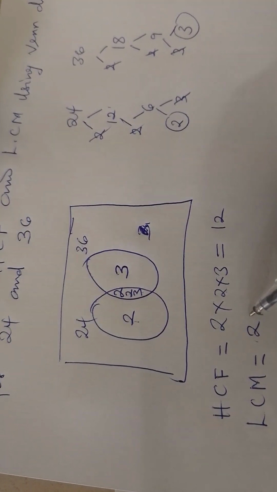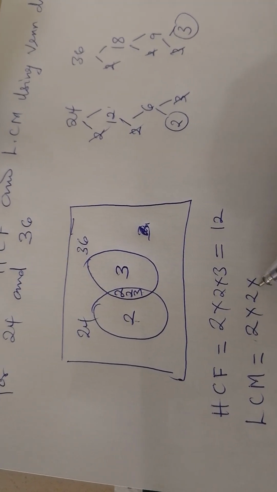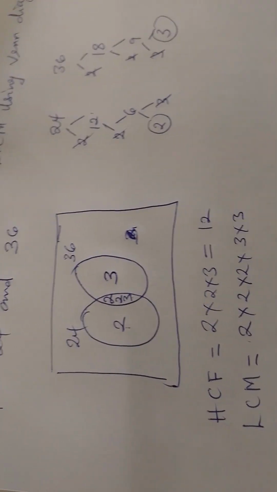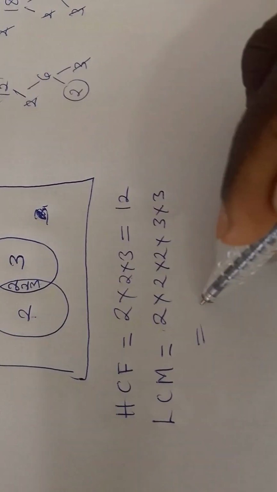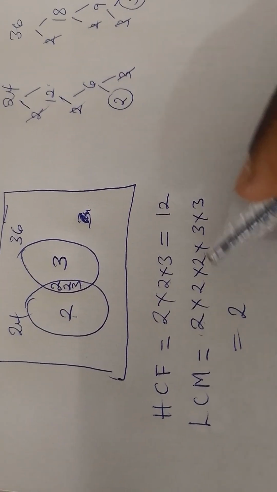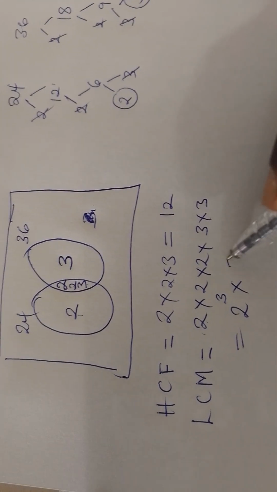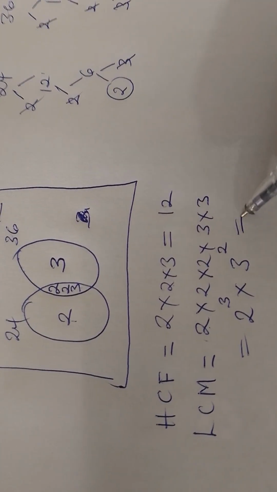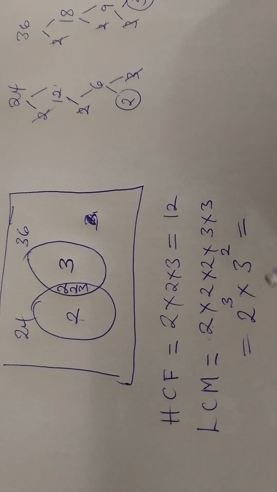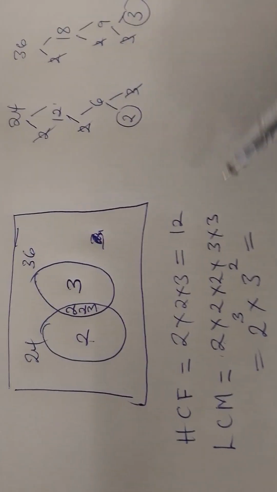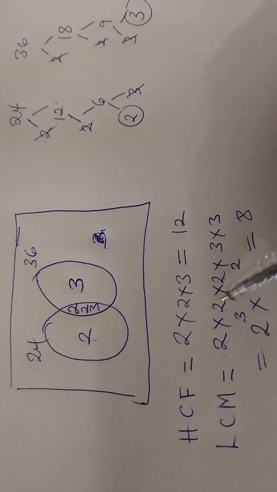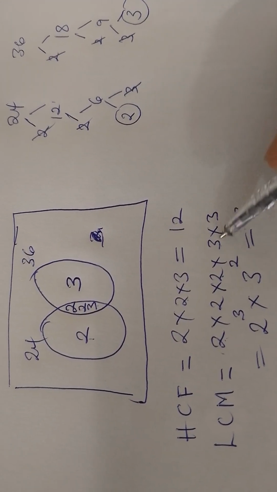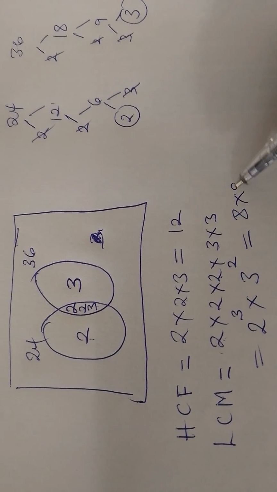So what I'm having is 2 times 2 times 2 times 3 times 3. And I can also write it as 2 raised to power 3 times 3 raised to power of 2. So I'm writing it in index form. So 2 times 2 times 2 is definitely going to be 8, because 2 times 2 is 4, 4 times 2 is 8. Then this will be 3 times 3, that is 9.